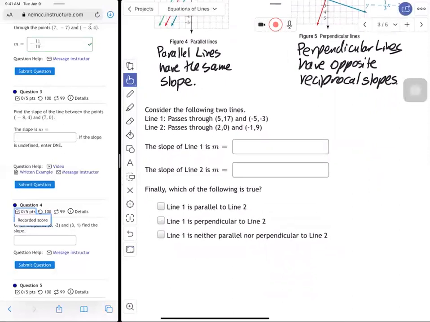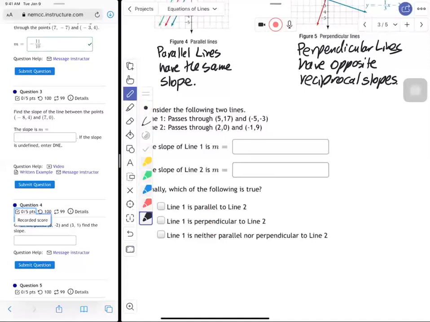All right, so consider the following 2 lines. Line 1 passes through the points (5, 17) and (-5, -3). And then line 2 passes through (2, 0) and (-1, 9). First, it asks us for the slope. So we need to calculate the slope of these 2 lines using the formula for slope. And then it says, finally, which of the following is true? So we're going to have to find the slopes and then compare them to see if we have parallel lines, perpendicular lines, or neither. Those are the 3 options that we could have.